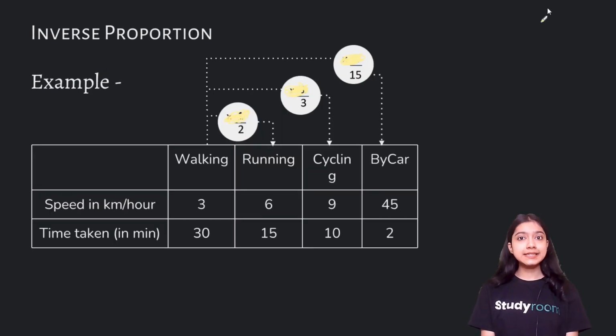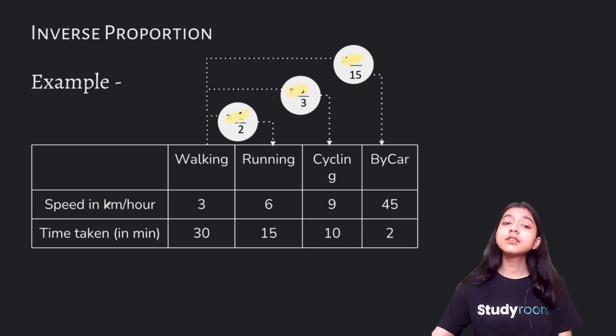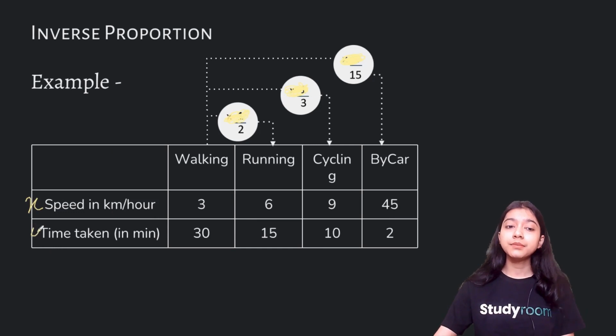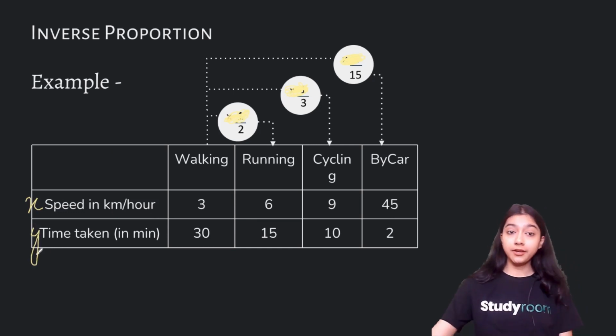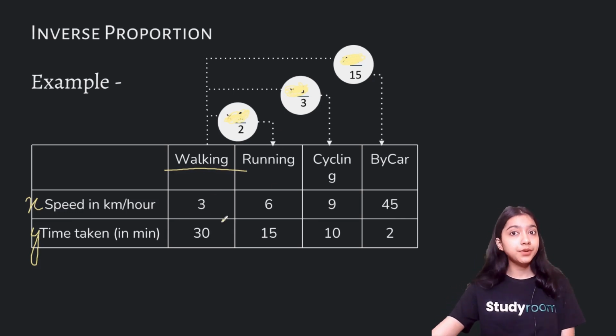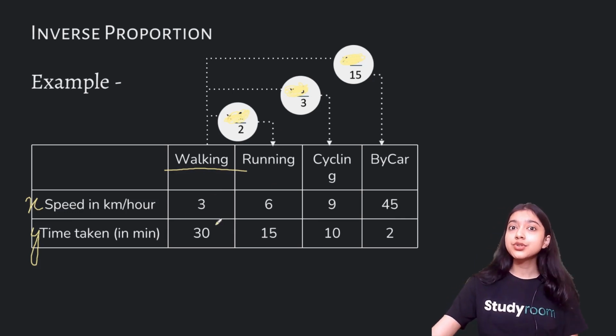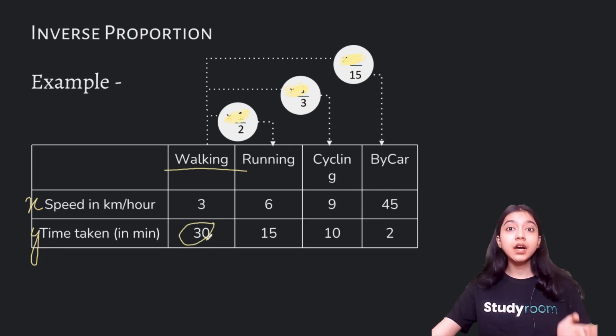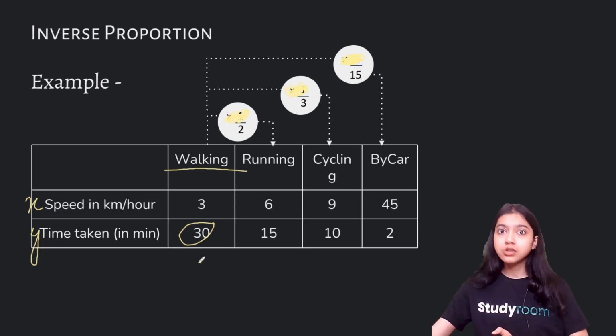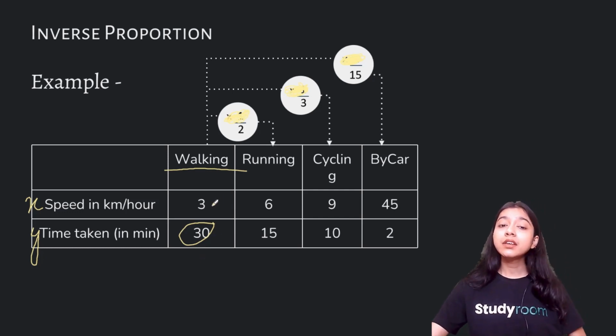Now let us observe an example that has been given over here. So we have speed in kilometer per hour and time taken in minutes. So let us consider the speed in kilometer per hour as a variable x and time taken in minutes as a variable y. Now when we are walking, then our speed is 3 km per hour and the time taken in minutes to travel a particular distance is 60 minutes. So if my speed is 3 km, I am taking 60 minutes to cover that distance. Now from walking, I have shifted to running. So of course my speed will increase. My speed increases from 3 km per hour to 6 km per hour.